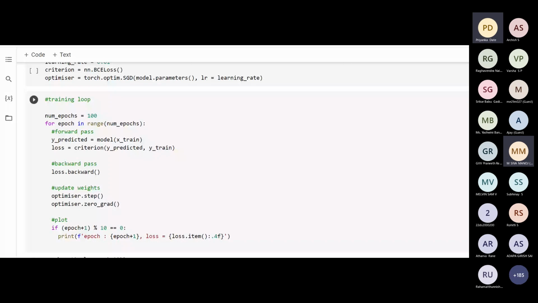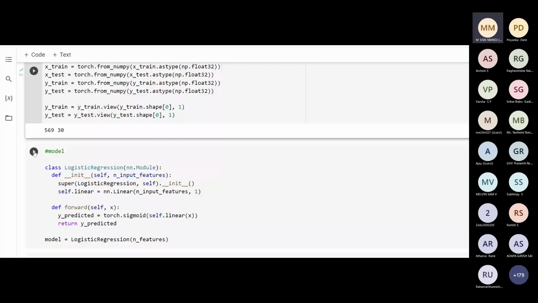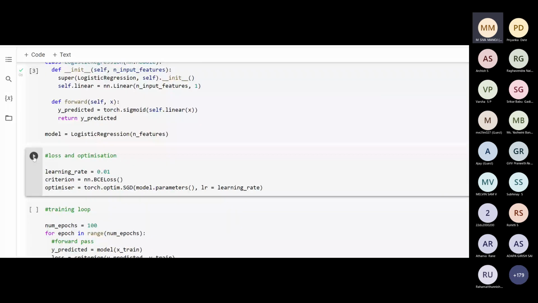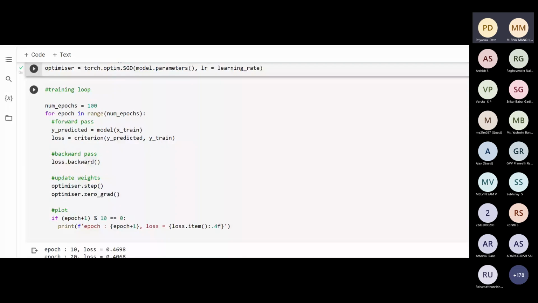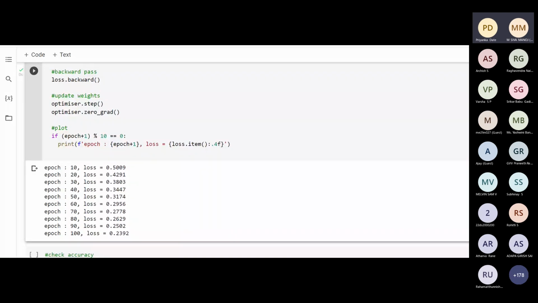Just to see, one second, let me run all these cells. Yeah, so just to see if my model is getting any better after every epoch, I'm printing the loss of the model after every 10 epochs. Here we can see that the loss is gradually decreasing: at the 10th epoch, my loss is 0.5, which is a lot, and up to the 100th epoch, I have my loss as 0.239.